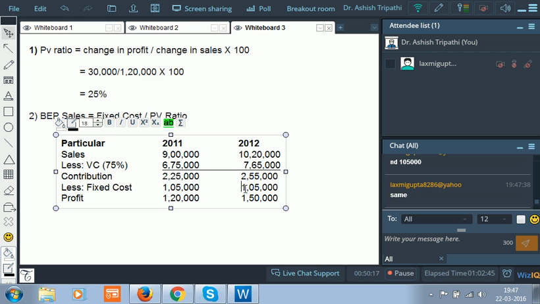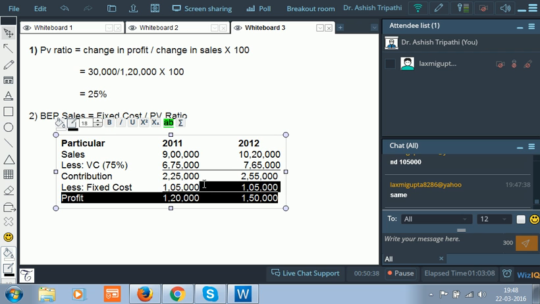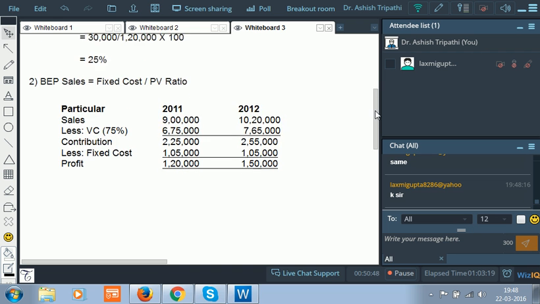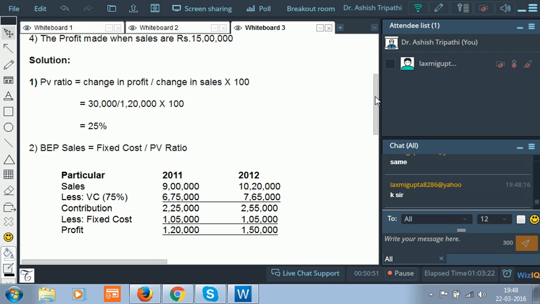You will get the same, because fixed cost always remains the same whether you increase your sales or decrease your sales. Your fixed cost will always remain the same, and if you don't get the same fixed cost, that means you are going wrong. If you are getting the same fixed cost, that means you are correct, because fixed cost never changes. Whether you increase or decrease sales, your fixed cost will remain the same. So if we are getting the same fixed cost, that means we are on the right track. Awesome.